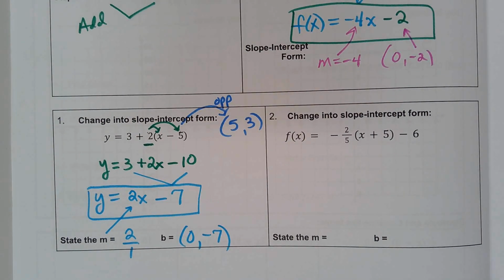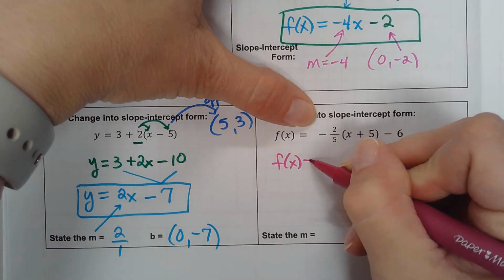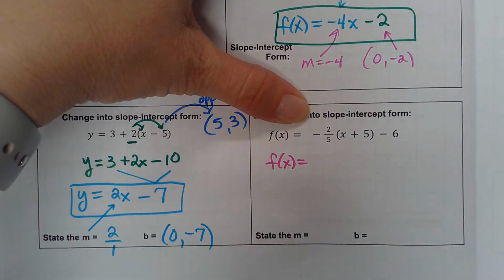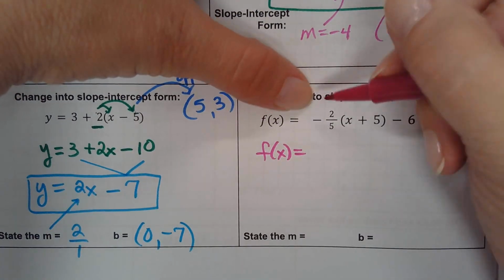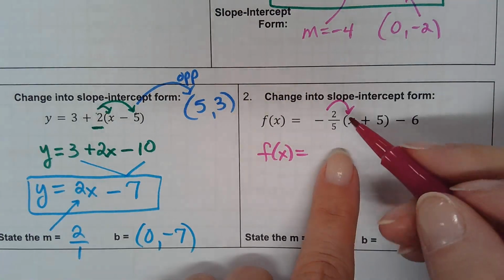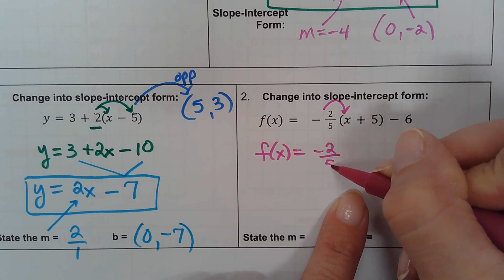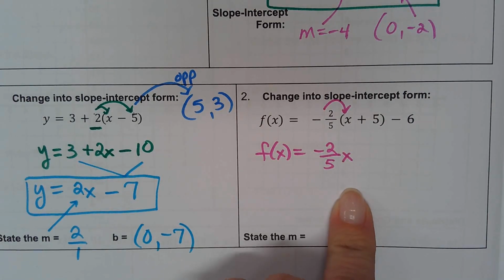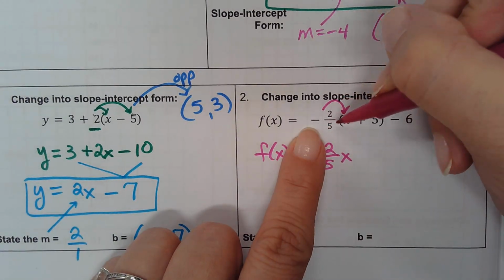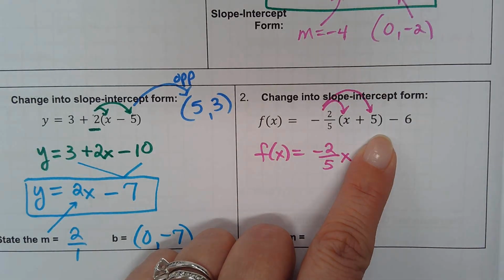Let's try it with a fraction. The steps are the same. Let's just be careful here. We will drop down the f of x and the equal sign. So now we will multiply negative 2/5 times x. How do you do a number times an x? You just write it down. And now we will do negative 2/5 times positive 5.